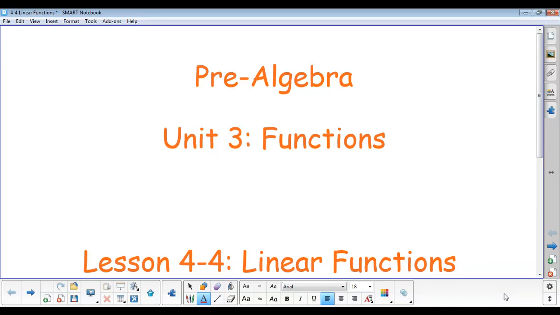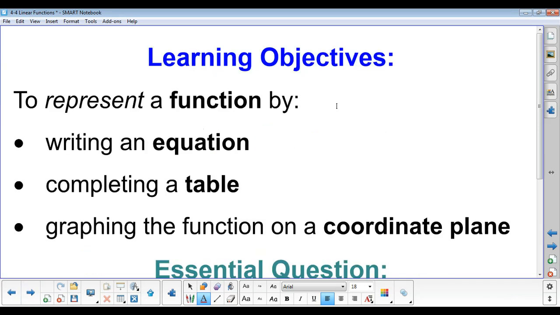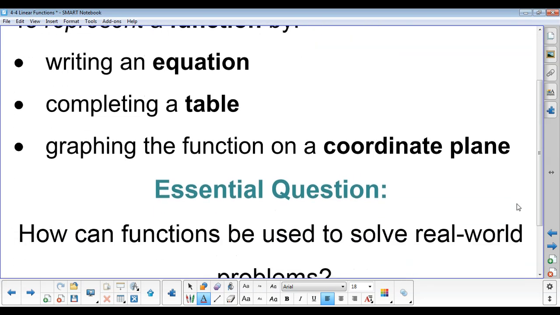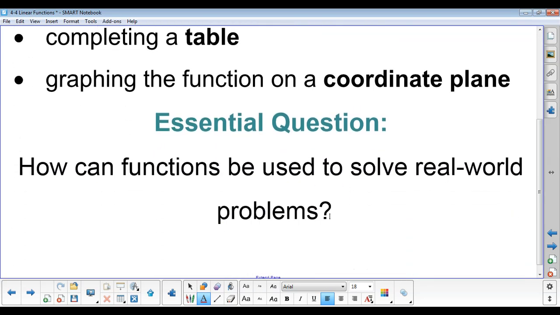Today we're starting chapter 4, section 4, linear functions. Our objectives for today are to represent a function by writing an equation, completing a table, and graphing that function on a coordinate plane. Nothing we haven't done before. And our essential question is, how can functions be used to solve real-world problems?